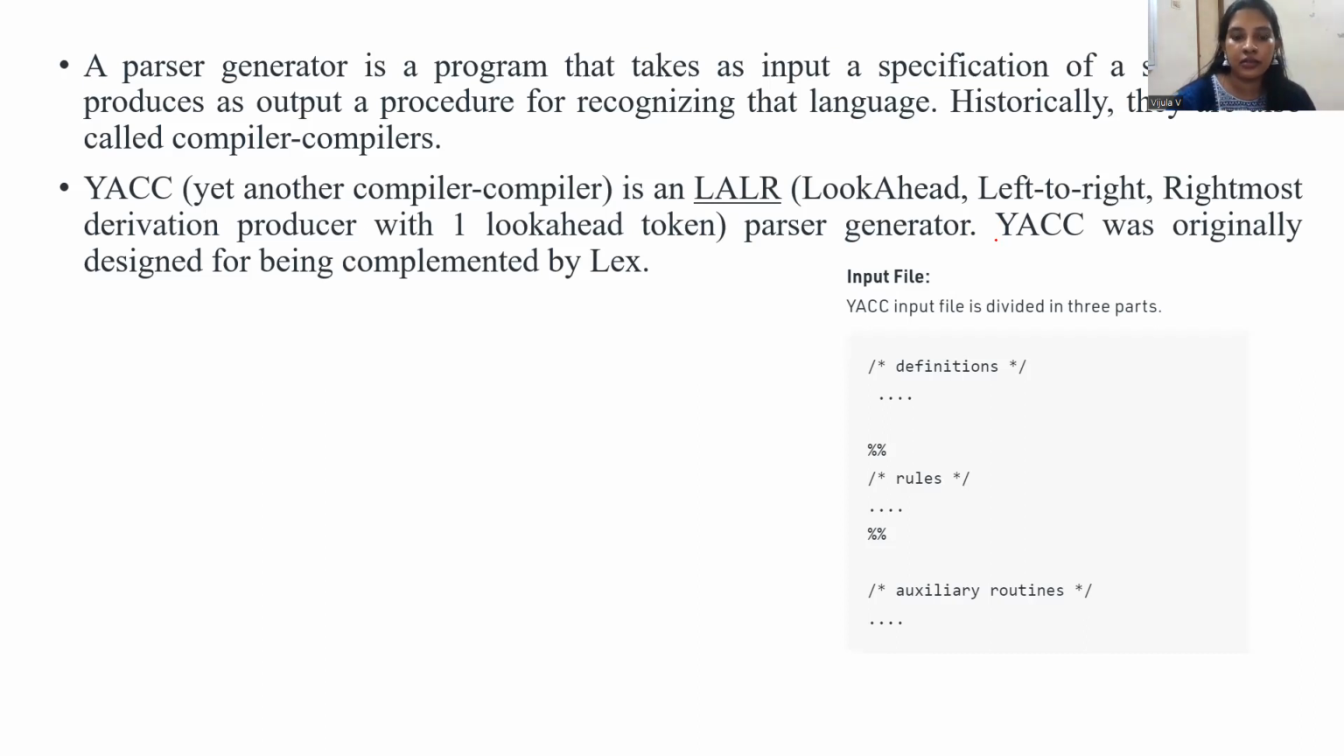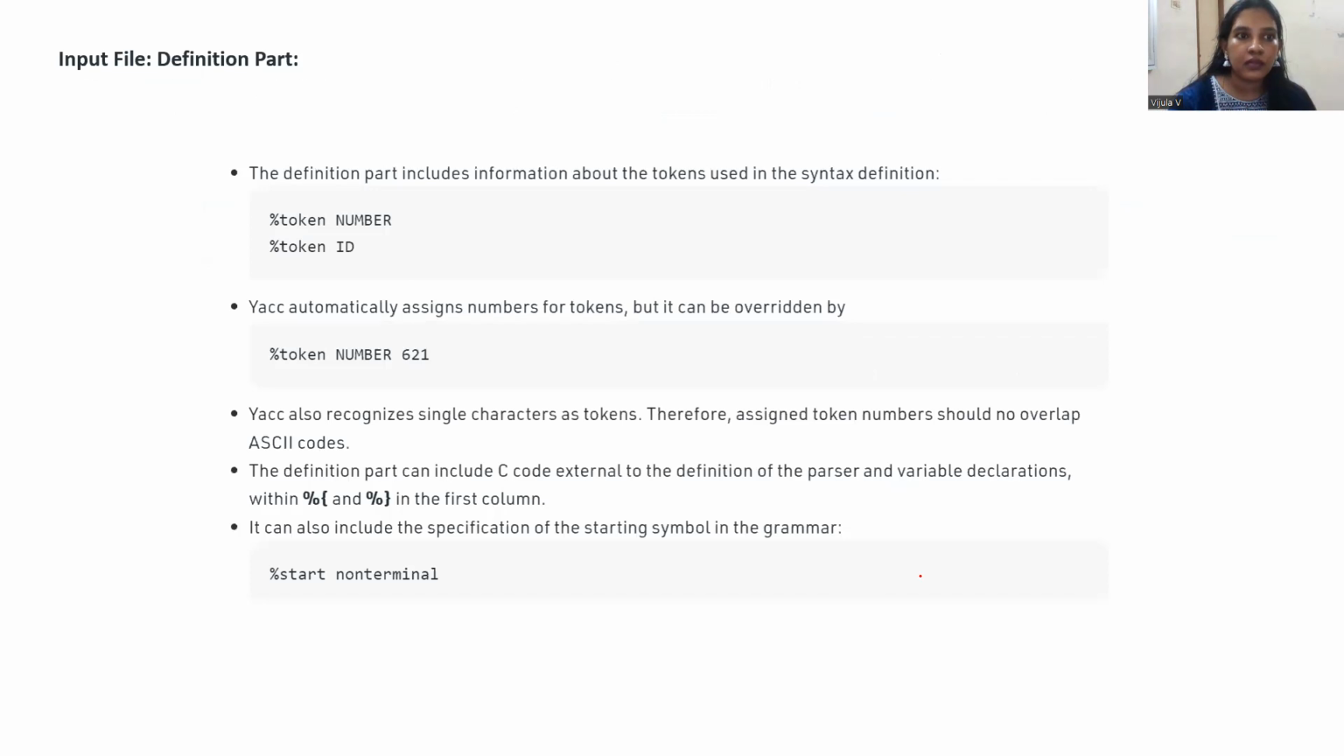Okay, so here I've shown the input file. This is a Yacc input file which is divided into three parts. You have the definitions here, you define the rules, and then your auxiliary routines are defined here. Coming to the input file, the definition part includes information about the tokens used in the syntax definition. For example, you can put number or ID. Yacc automatically assigns numbers for tokens, but it can be overridden, for example, by providing the number explicitly here.